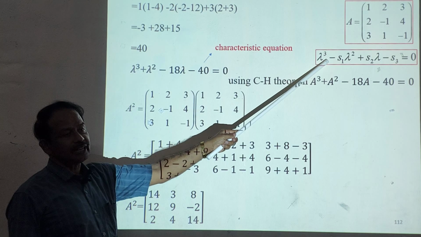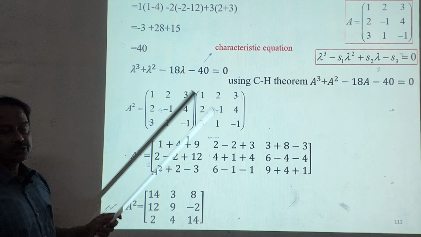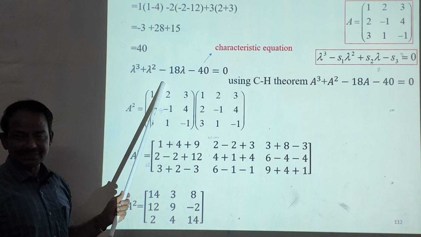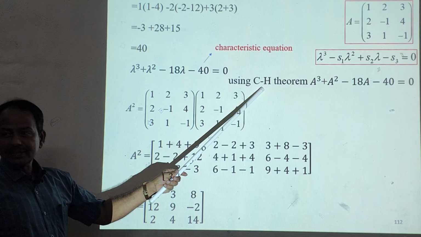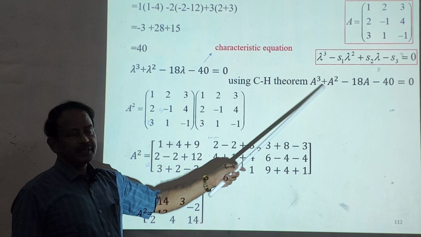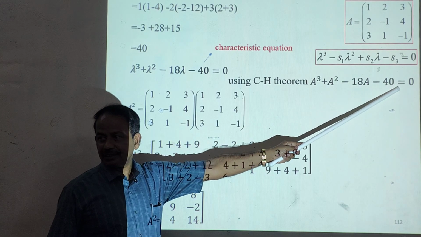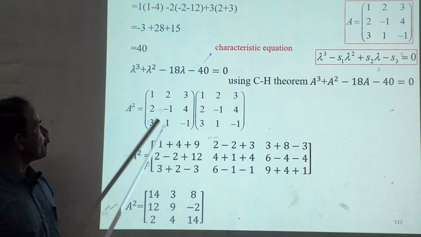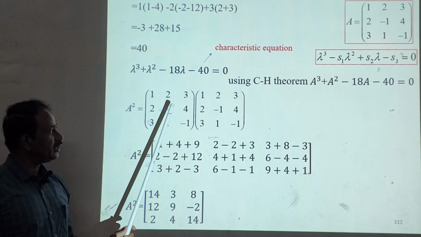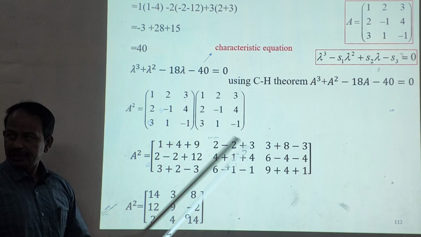So use this equation: lambda cubed minus s1 lambda squared plus s2 lambda minus s3 equals 0. Substitute the values of s1, s2, s3, and you will have the characteristic equation. Now, according to the Cayley-Hamilton theorem, lambda is replaced by A. So this equation becomes A cubed plus A squared minus 18A minus 40I equals 0. First we will find A squared. A squared is A multiplied by A, matrix multiplication.